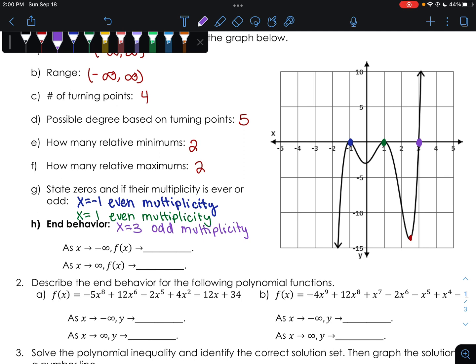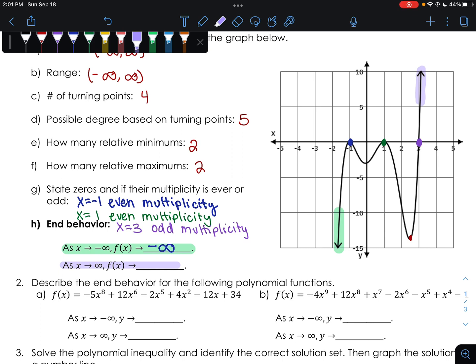Now we're going to do end behavior. As x approaches negative infinity, f of x approaches. Well, negative infinity is the left side of the graph, so that is this piece. So as my x goes towards negative infinity, my y value also goes down towards negative infinity. As x approaches positive infinity, f of x approaches, well, positive infinity is the right side of the graph. I think I said the right side for the first one. I'm sorry, I meant the left side.